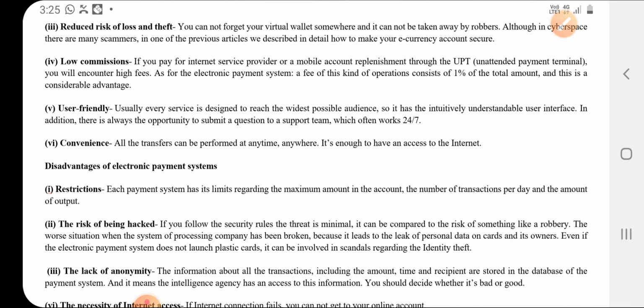And the disadvantage of e-payment is restrictions. Every card, a credit card or debit card, has a cash limit. So more than that you cannot pay. That is the restrictions. The risk of being hacked. If you are using a common gateway to pay your amount like Google Pay, Paytm, all those things, that may always be under risk.